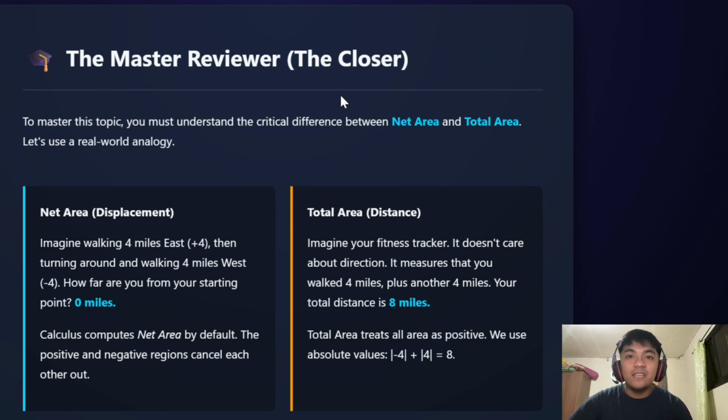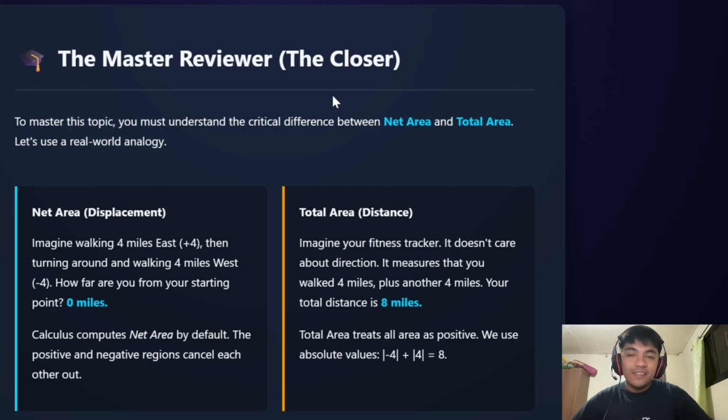Even though the graph has equal areas above and below the axis, the definite integral cancels them out, while the total area adds them. Here's some expert takeaways. The net area is equal to the displacement, with direction, and can cancel. And the total area is equal to distance. No direction, always positive.